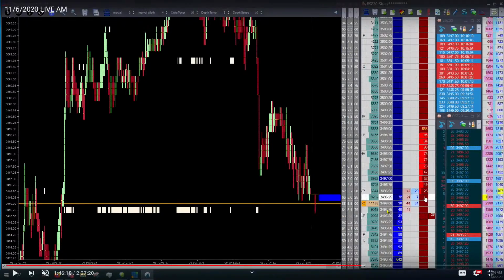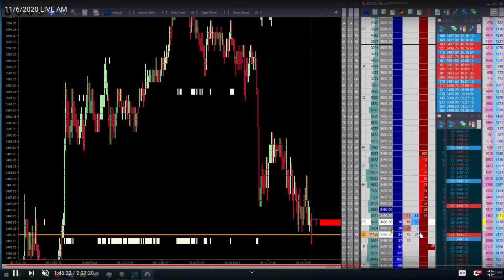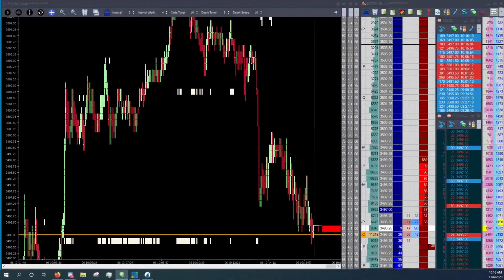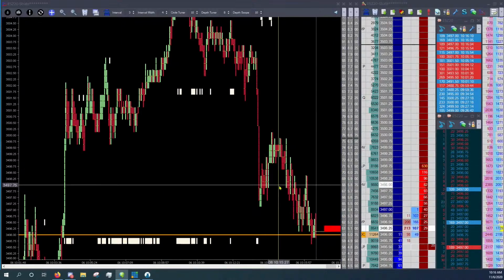Printed against me actually 5 ticks. Almost stopped my ass out on that. Almost. And then I cut it right somewhere right here.